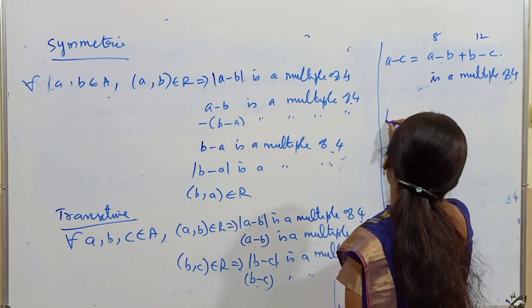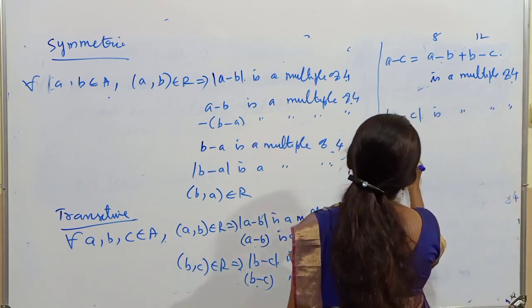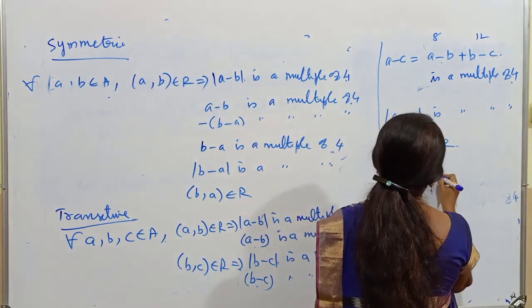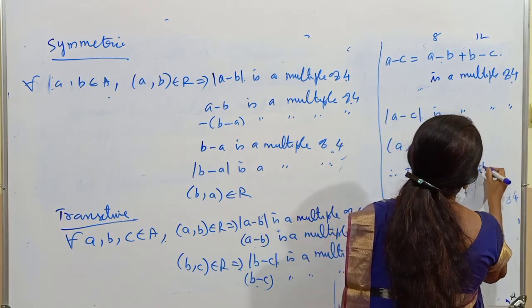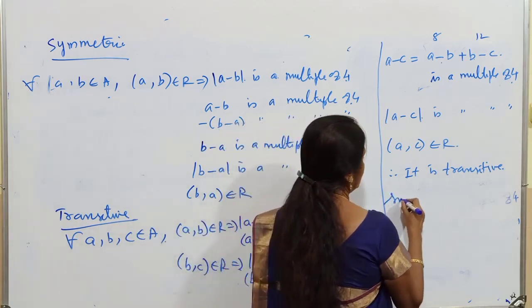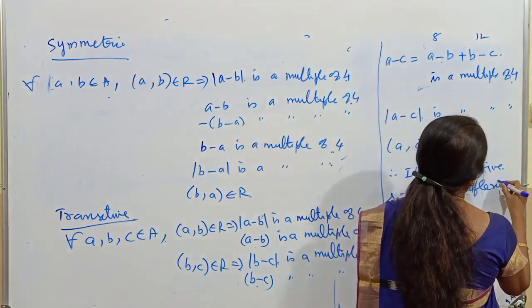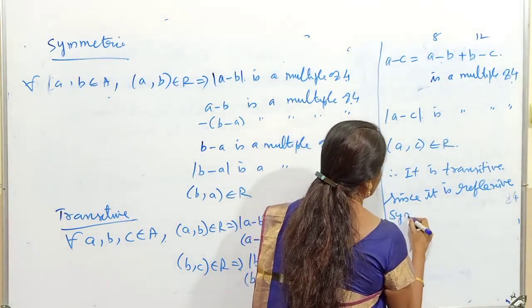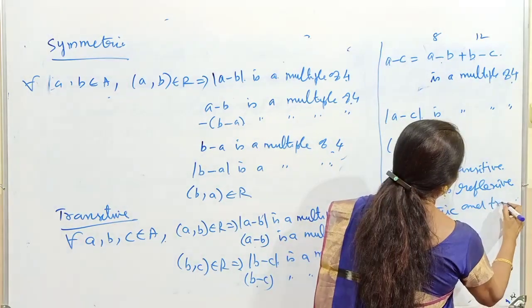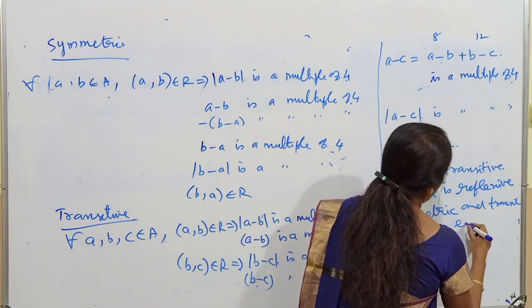Therefore, again modulus of a minus c is a multiple of 4. So a comma c belongs to R. Therefore, it is transitive. So now, since it is reflexive, symmetric and transitive, it is an equivalence relation.